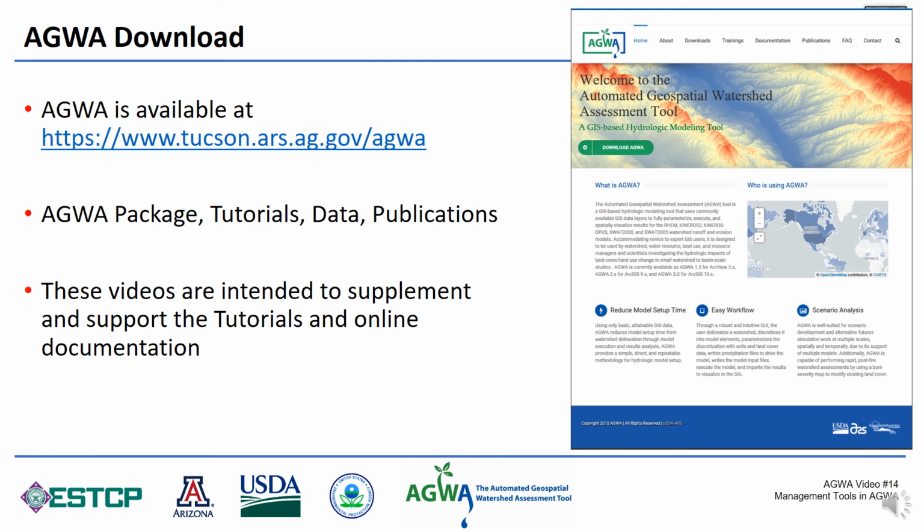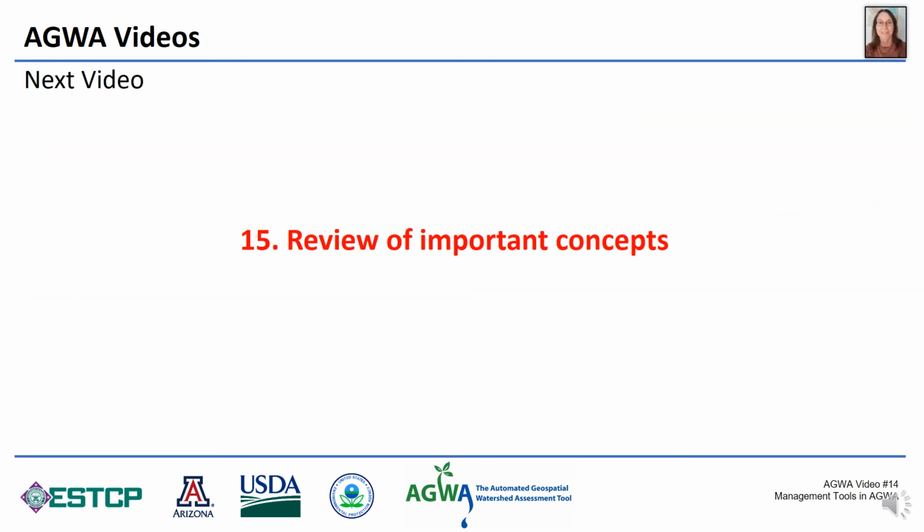AGWA is available at www.tucson.ars.ag.gov/AGWA. The website includes the AGWA package with all of the models and lookup tables needed to run AGWA, tutorials and the data to run the tutorials, various publications and documents, and an FAQ section. These videos are intended to supplement and support the AGWA tutorials and online documentation. The next video will review some important concepts for watershed modeling.